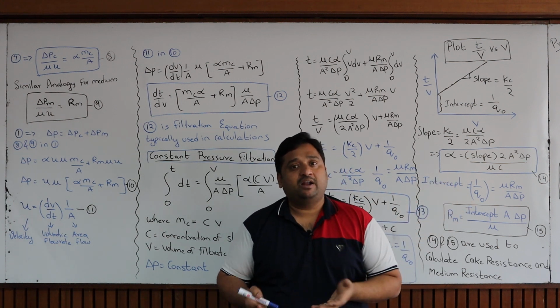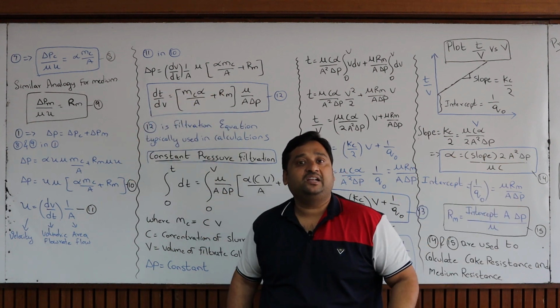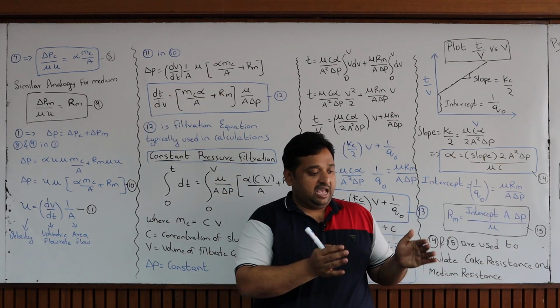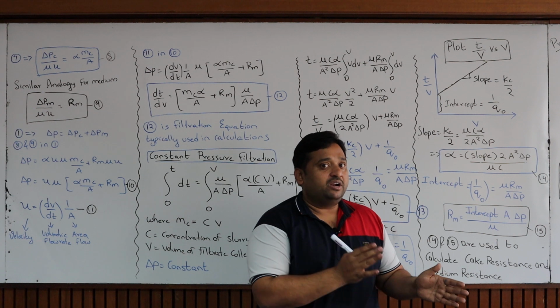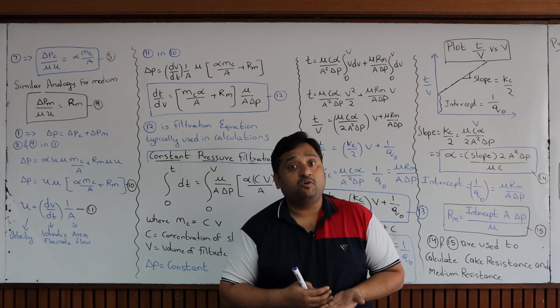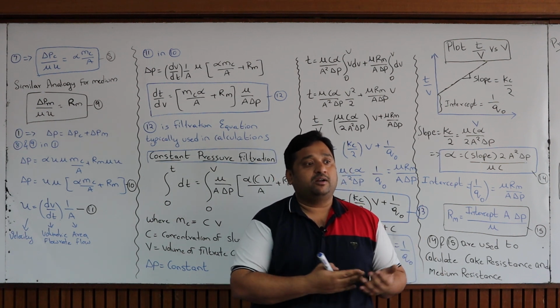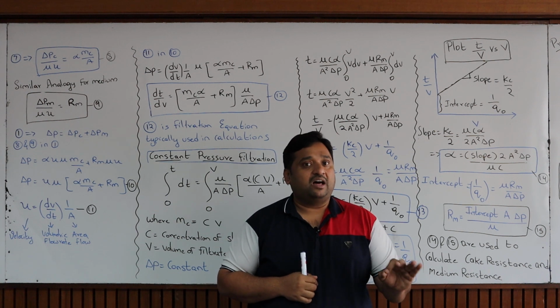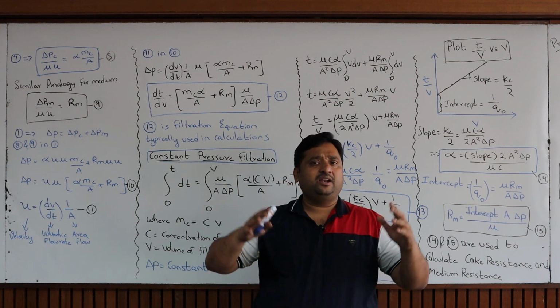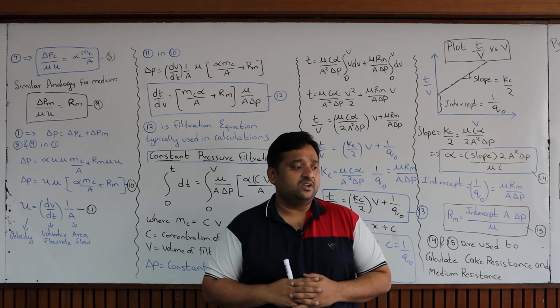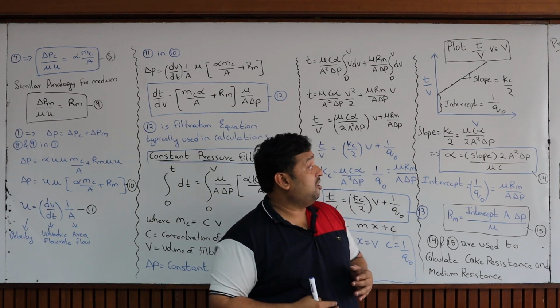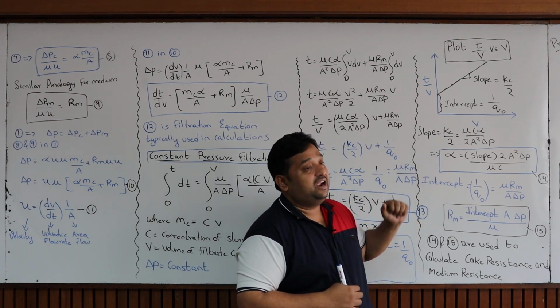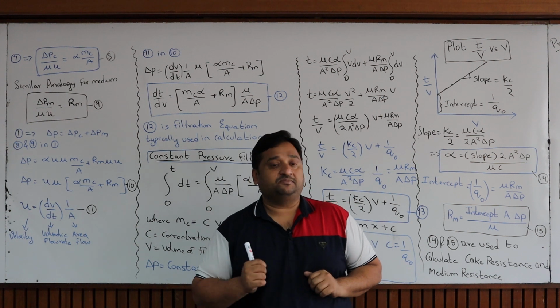If I know the alpha and Rm, I can design big filtration units, because I have conducted experiments in small filtration units where alpha and Rm I do not know. From the small setup or laboratory setup, I know the values of alpha and Rm. Once I know alpha and Rm, I can design big filtration units. Let us do a small example on how to find alpha and Rm given some data.